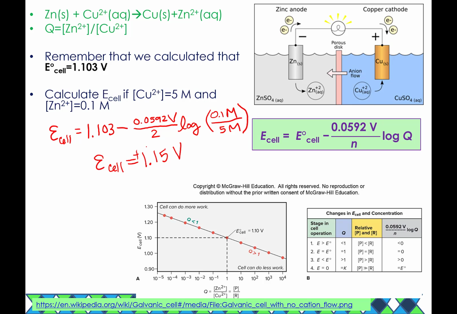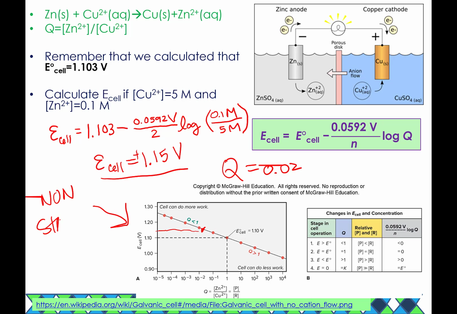So that means that it's going to be spontaneous in the forward direction to plate more copper onto that copper electrode. And we can look at this chart from your textbook that shows how as Q becomes smaller and smaller, E of the cell is increasing. In the example we just did, Q is 0.1 over 5, which is 0.02. So we're somewhere around 10 to the negative second, about right here on the curve. So the calculation matches up. We got about 1.15 for this cell potential under non-standard conditions.